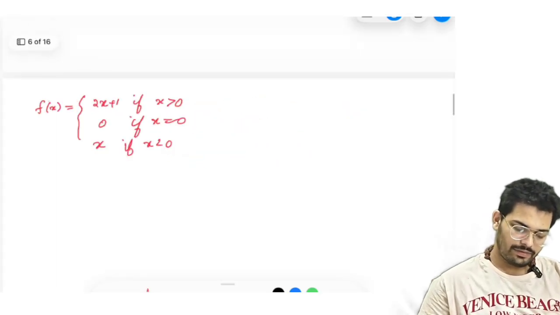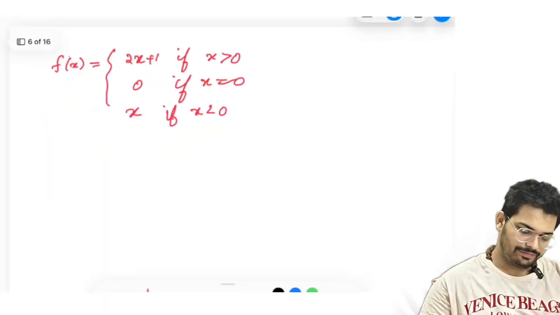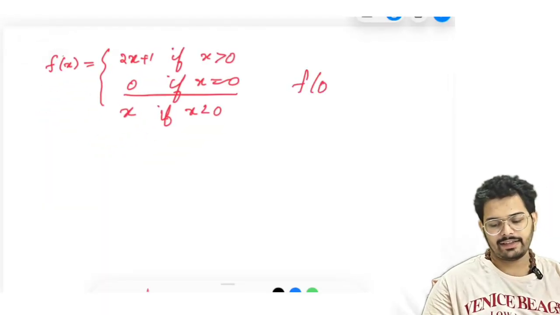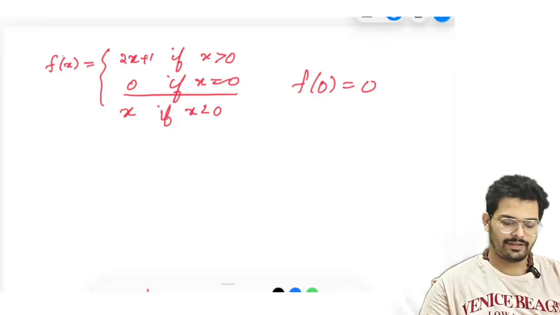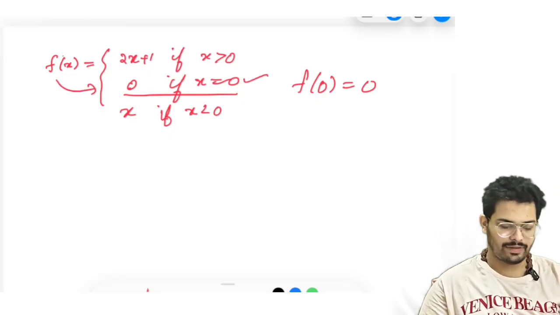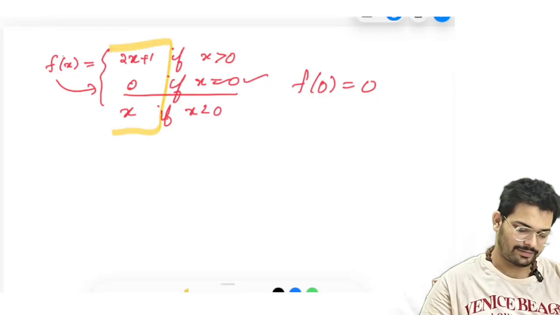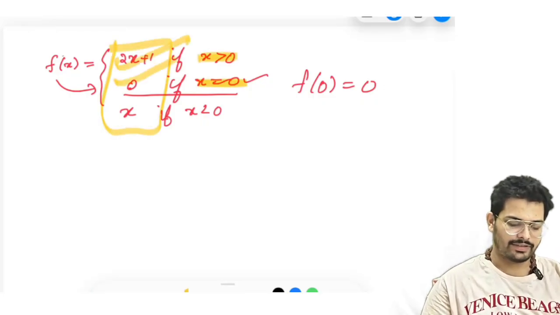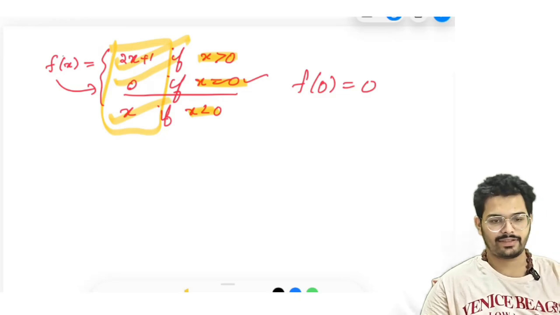Now the thing is, if I am putting x equal to 0, I will directly get the value of x as 0. That is, when x equal to 0, the function's value f of x is 0, because you need to use the function's definition. When x is greater than 0, this is the function. When x equal to 0, this is the function. When x is less than 0, this is the function.